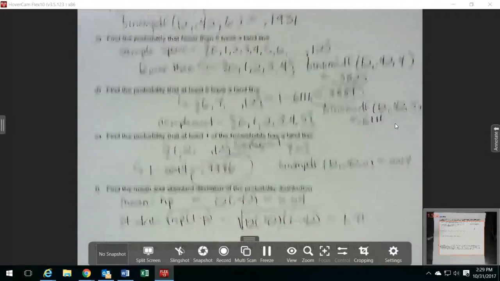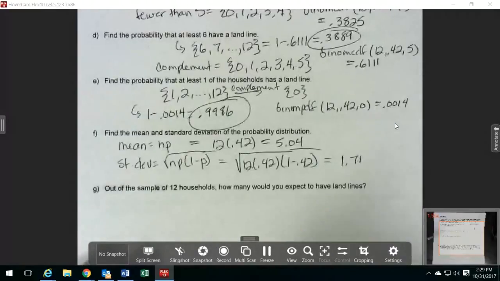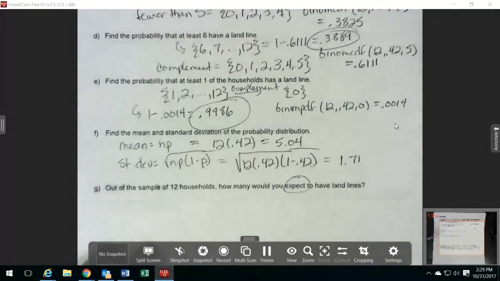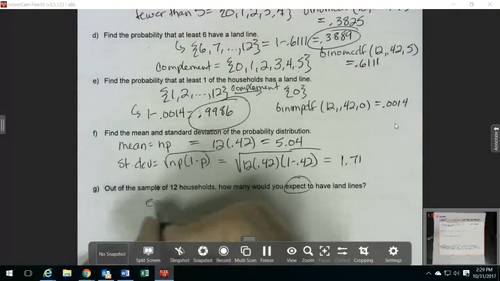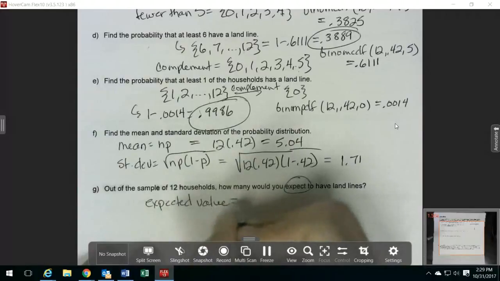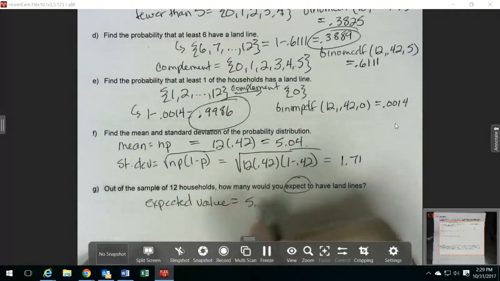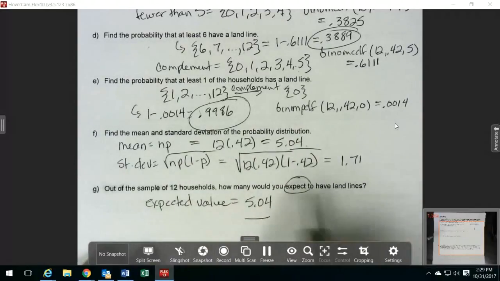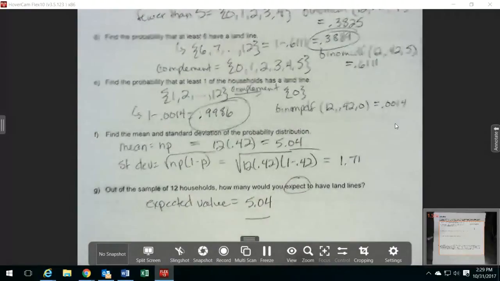Okay, and then the last question on this one is, out of the sample of 12 households, how many would you expect to have landlines? The keyword here is expect. That means it's asking for the expected value. That's the same as the mean. So that's 5.04. So you'd expect approximately 5 of them to have landlines.